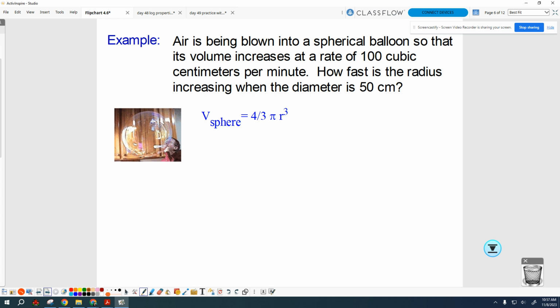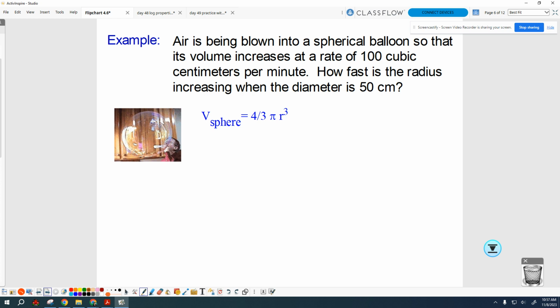All right. So this problem is saying, air is being blown into a spherical balloon so that its volume increases at 100 cubic centimeters per minute. How fast is the radius increasing when the diameter is 50 centimeters?